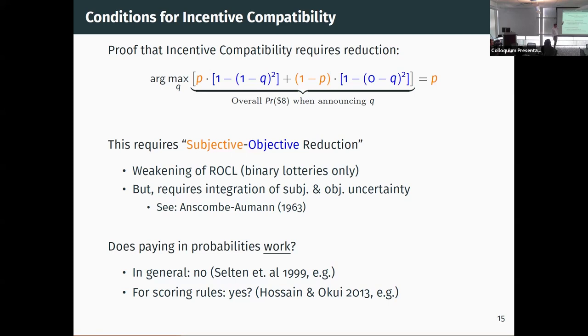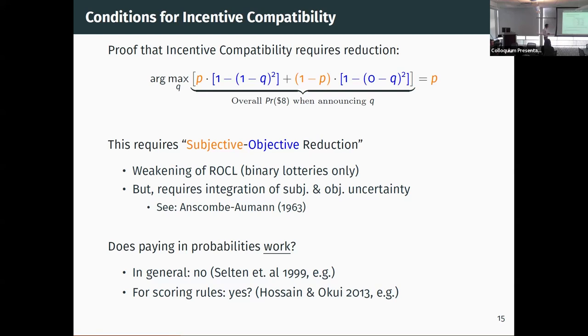All right. I mentioned that we're paying in probabilities here to get rid of risk aversion concerns. Does that work? In general, there's evidence that no, that doesn't get rid of risk aversion concerns. But in the scholarly literature, people still seem to use that and still seem to think it works fine. So we're going to use that method of payment.